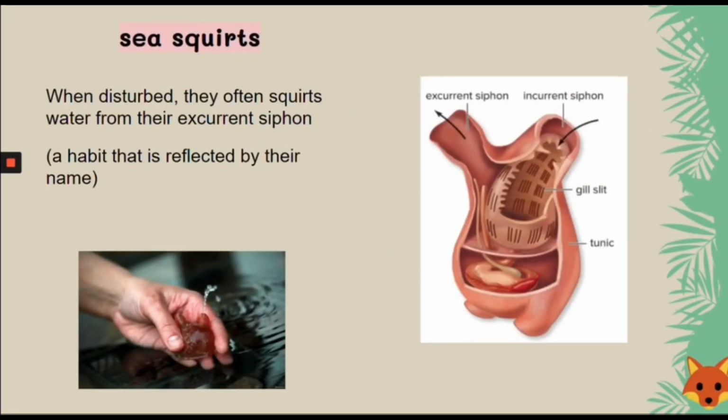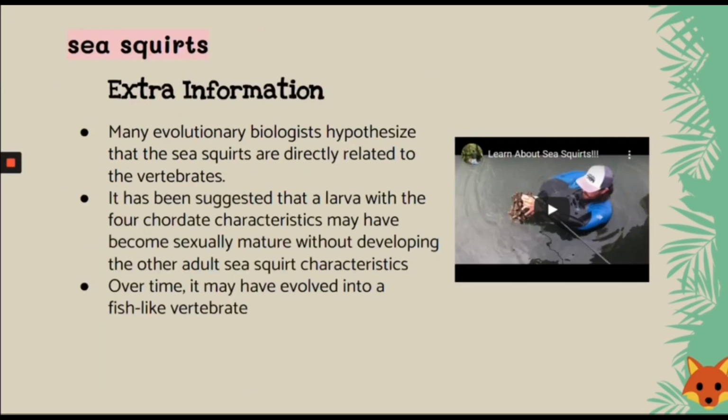Now, we are going to learn more about sea squirts. As you can see, this is the in-current siphon. When disturbed, they often squirt water from their ex-current siphon. This habit is reflected by their name. So here is some extra information about sea squirts.